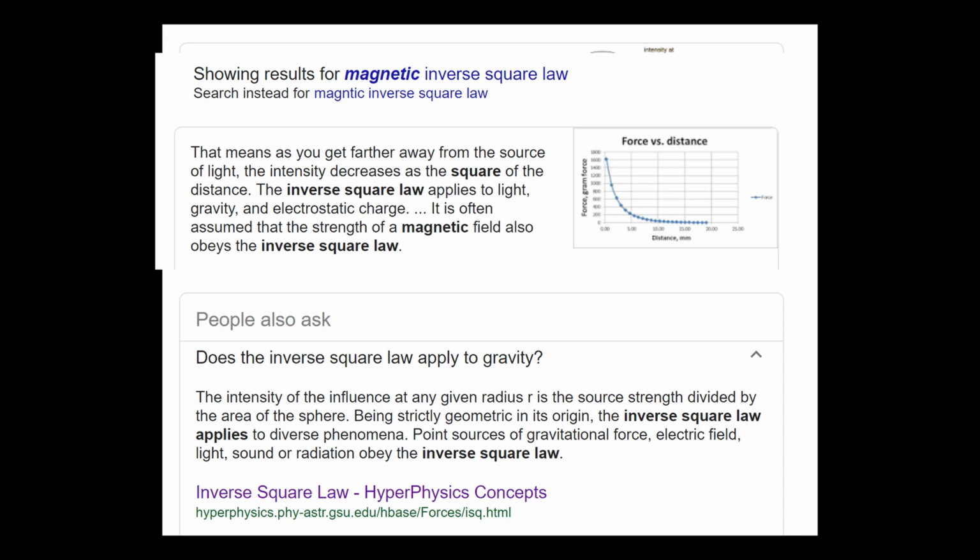So, does the inverse square law apply to gravity? The intensity of the influence at any given radius r is the source strength divided by the area of the sphere. Being strictly geometric in its origin, the inverse square law applies to diverse phenomena. Point sources of gravitational force, electric field, light, sound or radiation obey the inverse square law. So you have nothing, Dan. Right now, electromagnetism and gravity are joint contenders because a magnetic field uses an inverse square law. So your number doesn't mean anything, but this does. Your supposed gravity uses the inverse square law, which is exactly what magnetism is. So right now, your number means nothing.